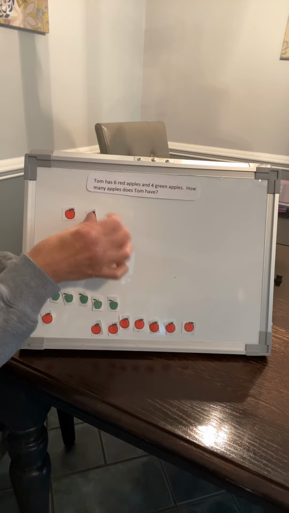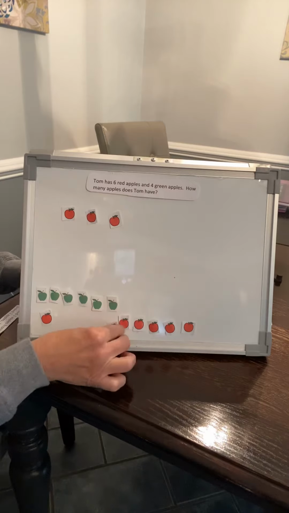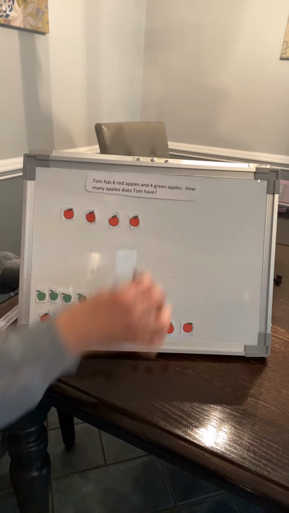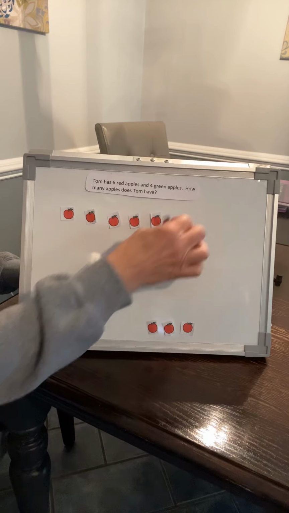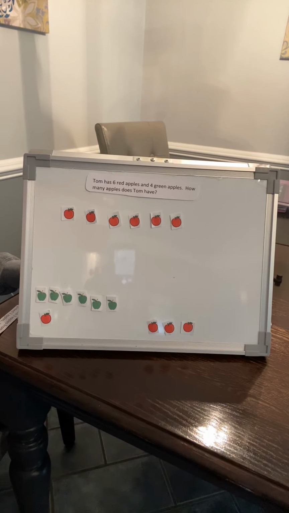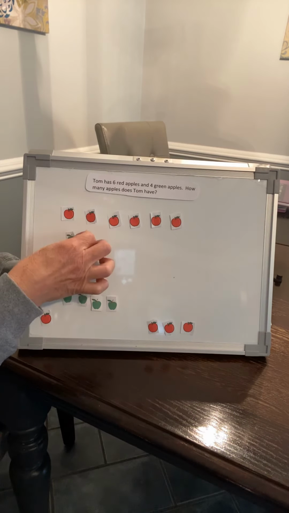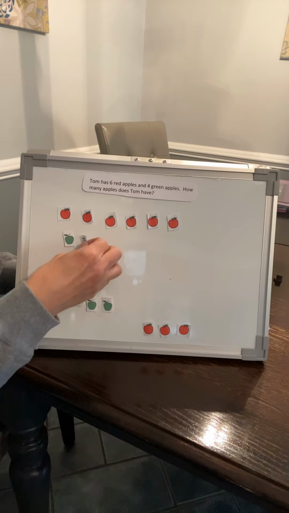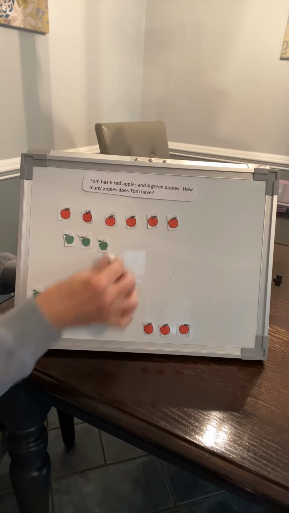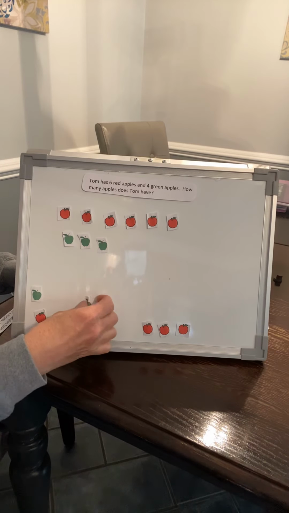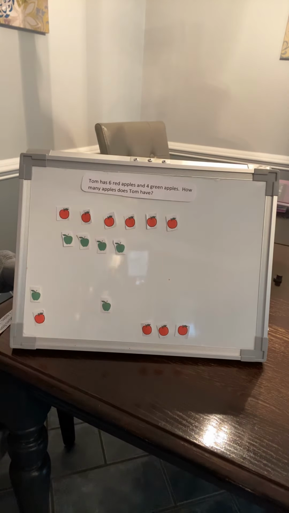1, 2, 3, 4, 5, 6. He has 6 red apples. The second part of that sentence says, and 4 green apples. So now let's count 4 green apples. 1, 2, 3, 4. How many apples does Tom have?